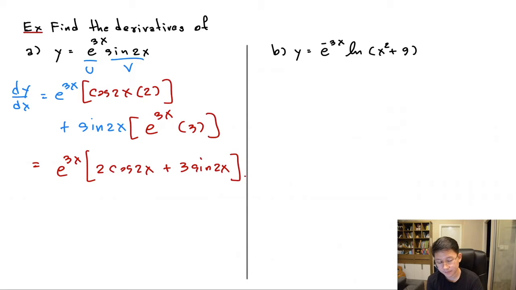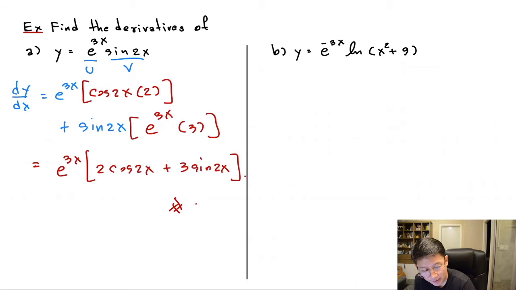Okay? And that's it. Easy. So for this one, if you want to use the chain rule by introducing u and w, oh, it's going to be a nightmare. Okay, let's look at another example.